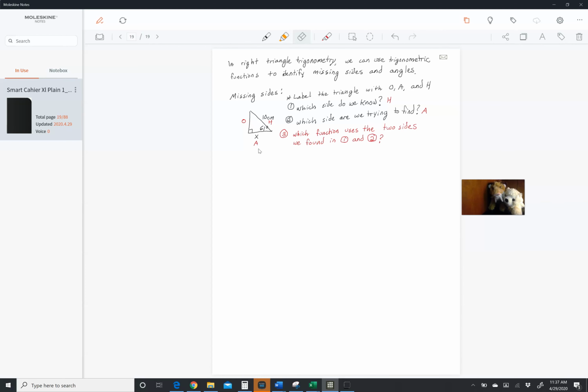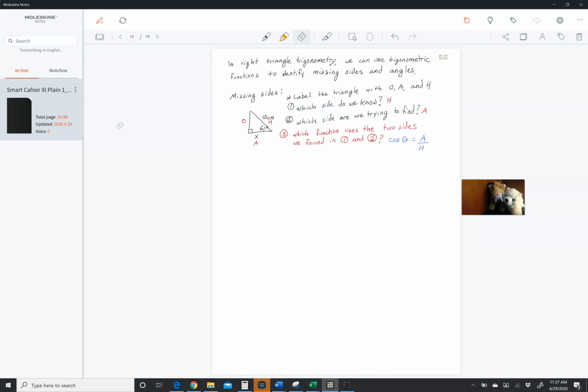And which function is that? Well, it's cosine. We have hypotenuse and adjacent. Cosine uses hypotenuse and adjacent. The cosine of theta is adjacent over hypotenuse. Well, now we just fill in the unknowns, okay? Now it's a plug and check.